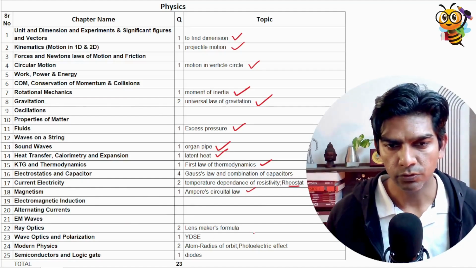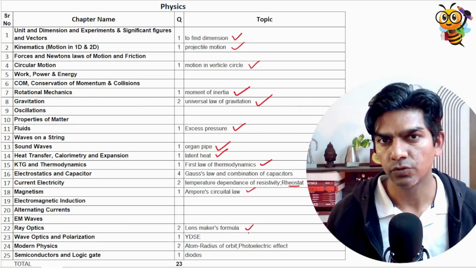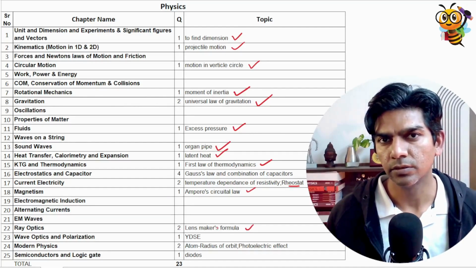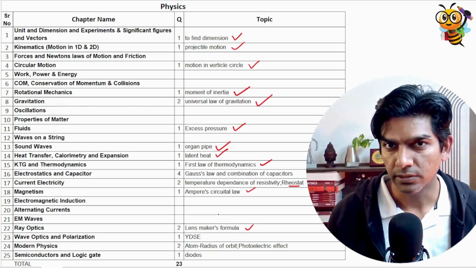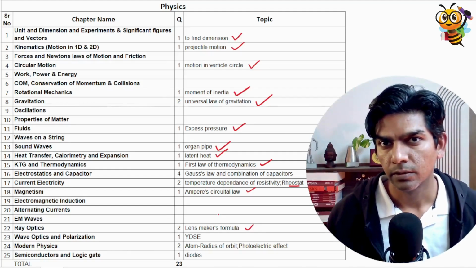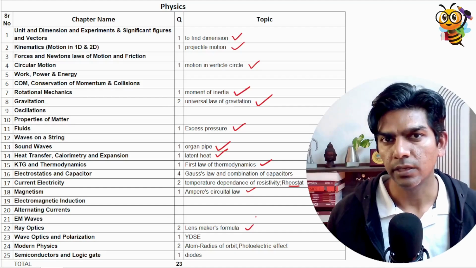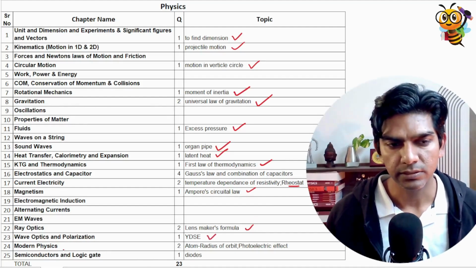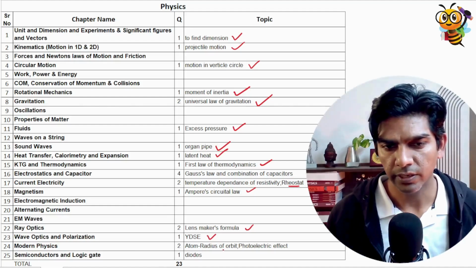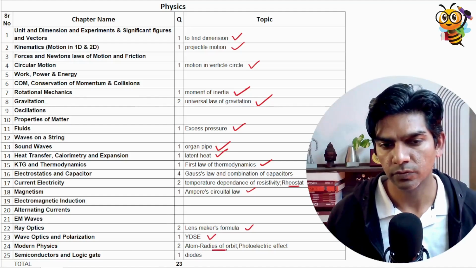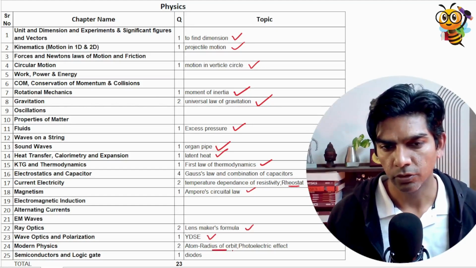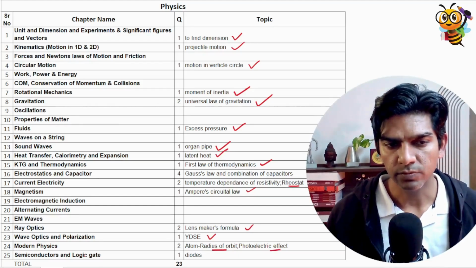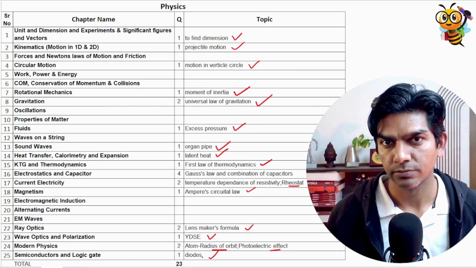From ray optics there were two questions based on Lensmaker's formula, or one was from Lensmaker's formula, and in the other case we have given a lens which is coupled with a spherical mirror, and then we have to find the equivalent focal length. And in wave optics there was a question based on YDSE. And in modern physics one question came from atom, where we have to find the radius of the orbit of electron, and there was a question based on photoelectric effect. And from semiconductor there was a question from diodes.